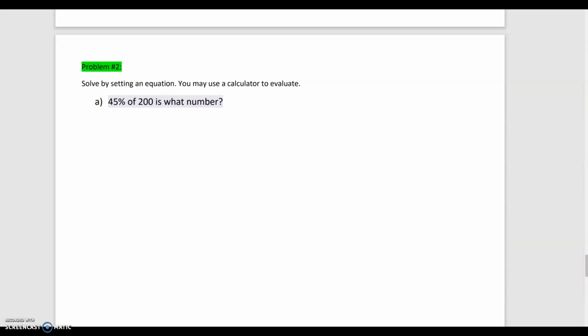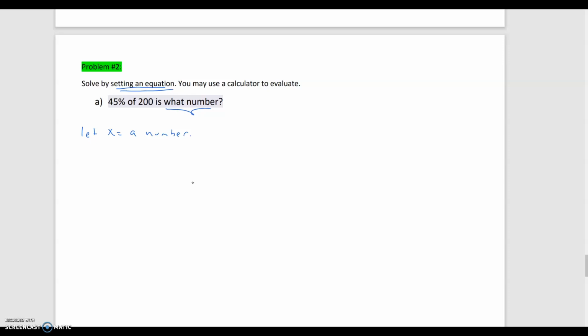Hi, class. We need to take a look at a couple of problems that are sentences or word problems, and they want us to solve by technically setting an equation. Before we start with the equation, let me declare the variable. In this case, they're referring to a number, so I'm just going to say let x equal a number.